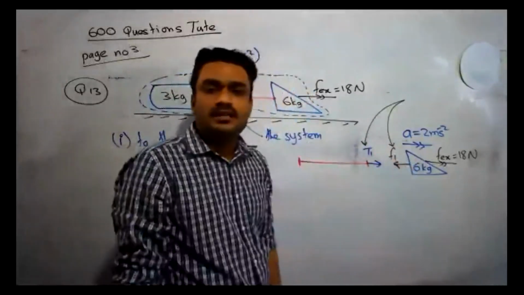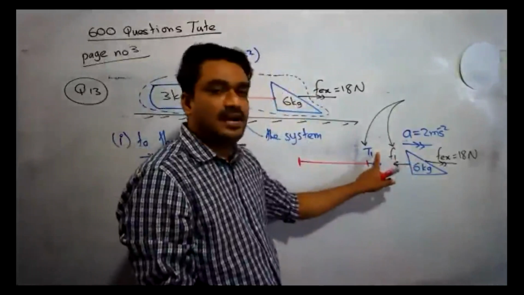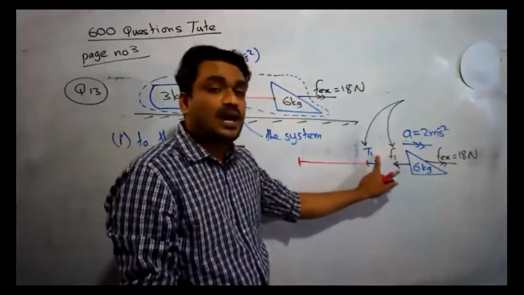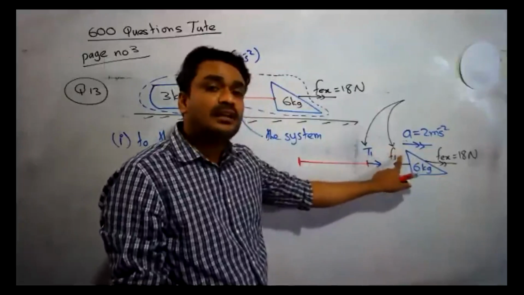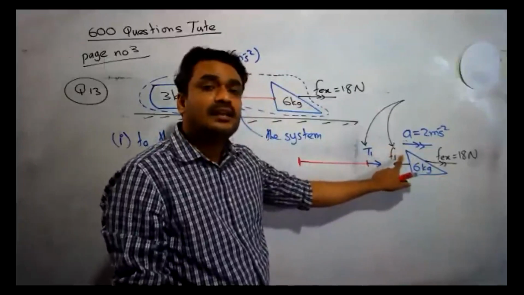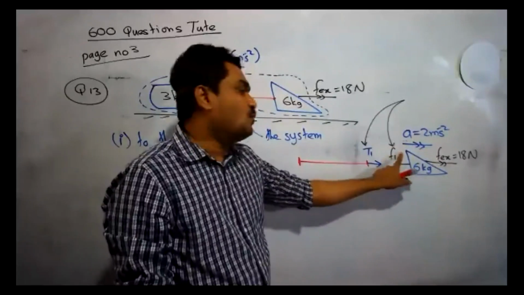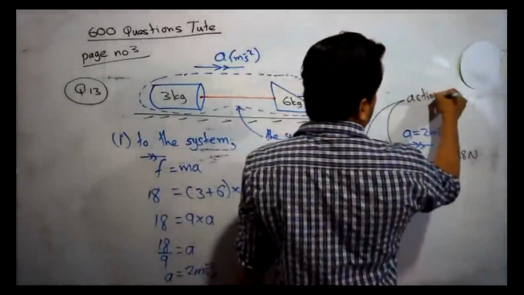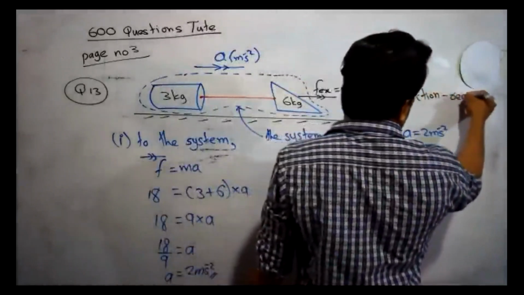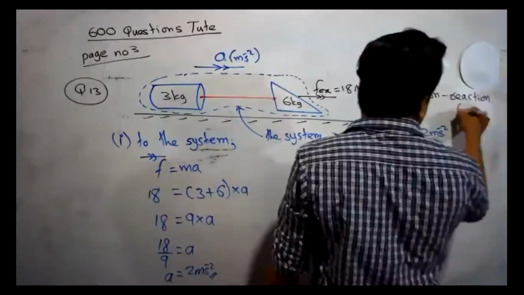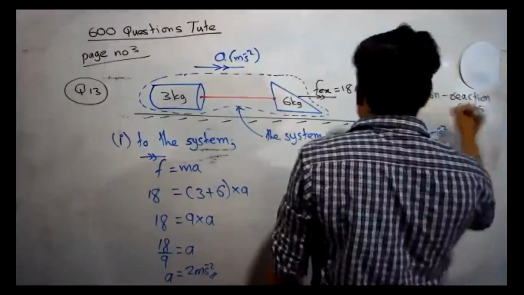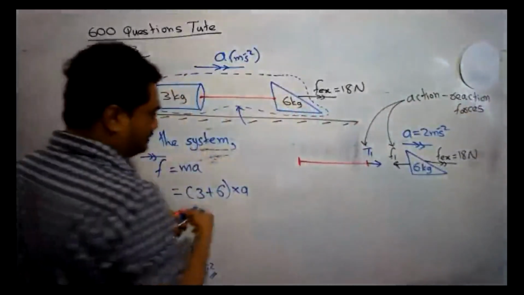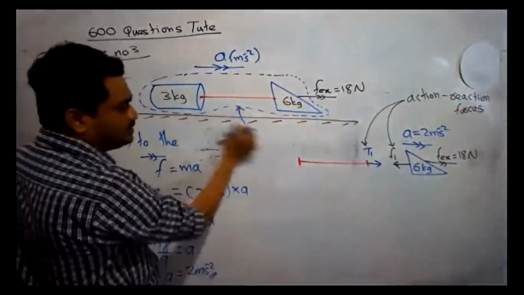Equal in magnitude means if T1 is 100 Newton, F1 will also be 100 Newton. They are said to be action reaction forces. Now, let's come to this 3 kg object. Let's consider this 3 kg object.